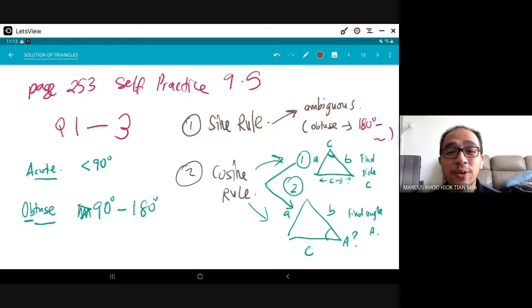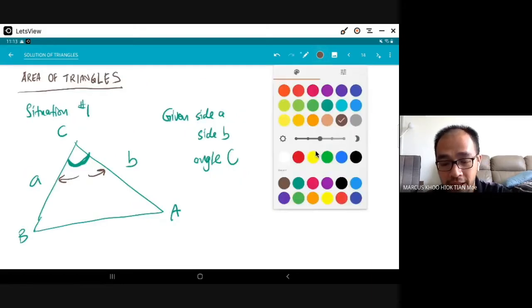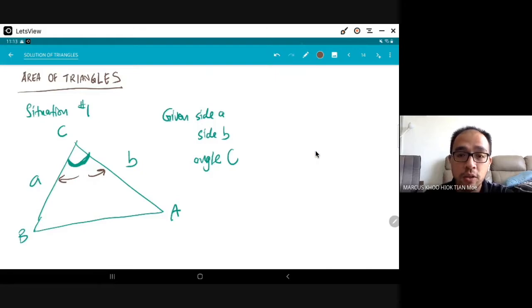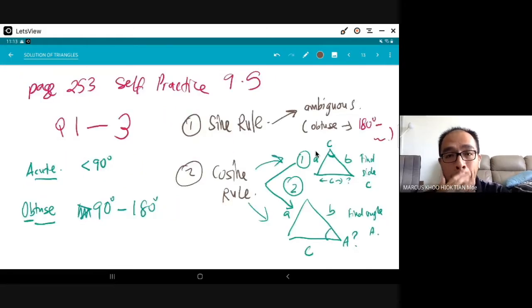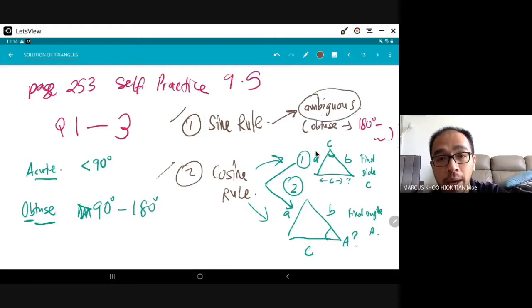Okay, so today we're going to look at this topic called area of triangle. In our previous classes, we have learned two rules, which are the sine rule and the cosine rule. When we talk about the sine rule, we have to talk about the ambiguous situation, where when you get the answer, you have to look at the question to see whether the angle is an obtuse angle.